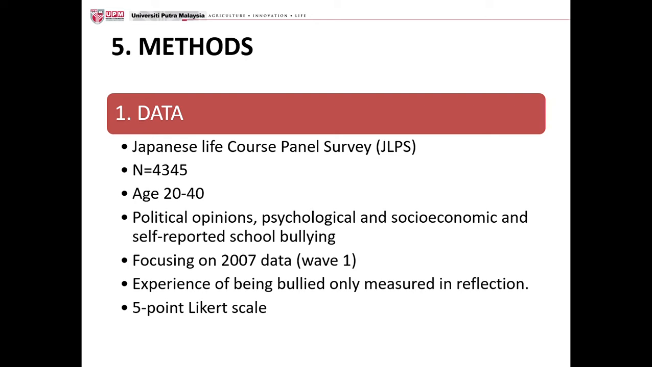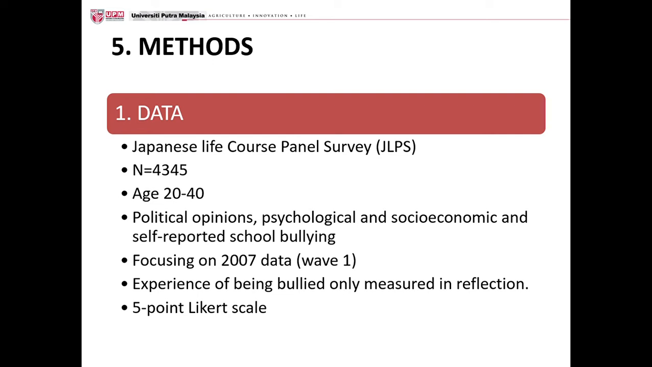But for this study, we only focus on the 2007 data, which is from wave 1, since the self-reported school bullying was only asked in 2007. Then, the experience of being bullied was only measured in reflection rather than contemporaneously, so the stage in life when the school bullying happened is not considered.